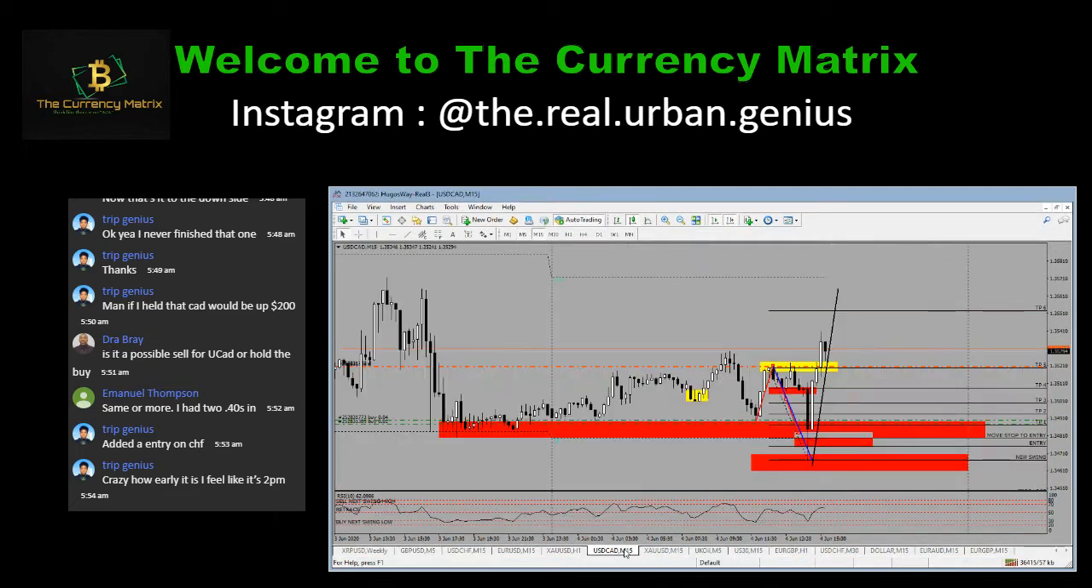I'd hold that buy for now, at least until the next session, which won't be till tomorrow. I'm gonna be taking profit here at about 40 pips and about another 10 pips or so, right there around TP6.